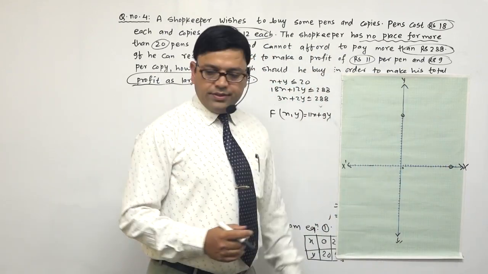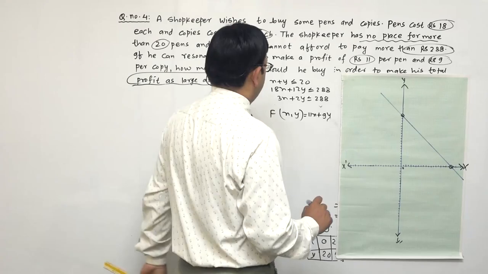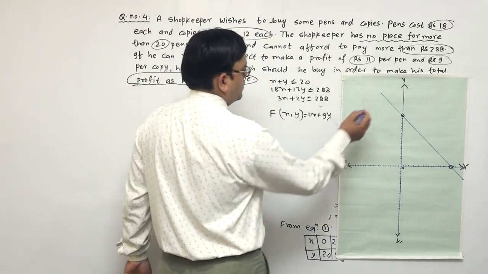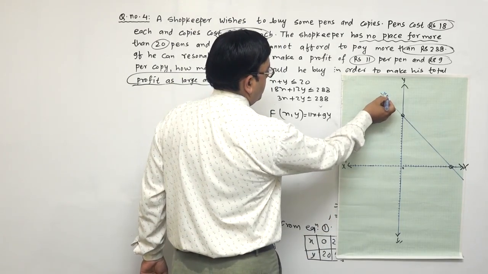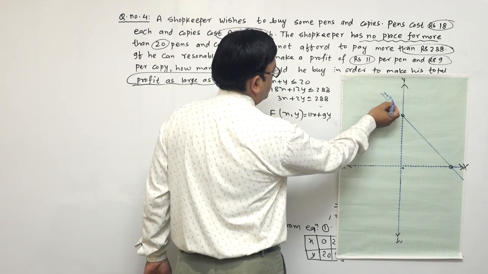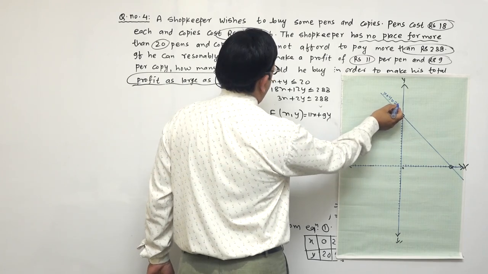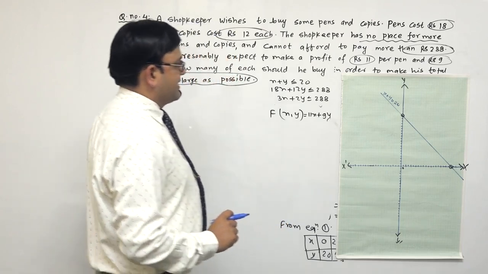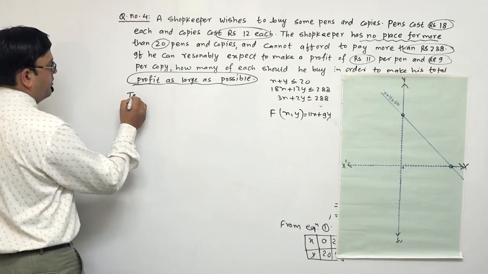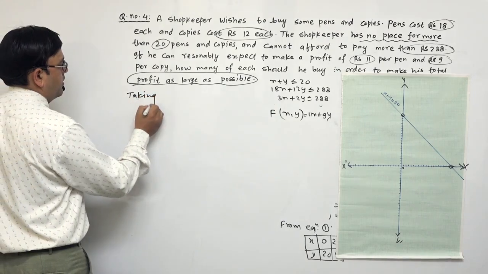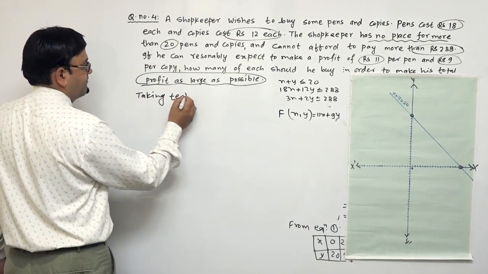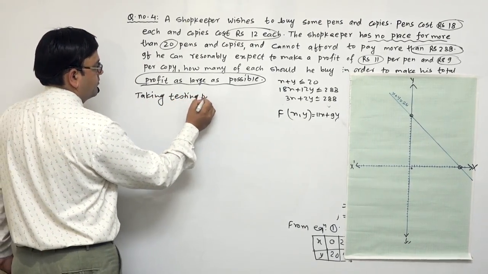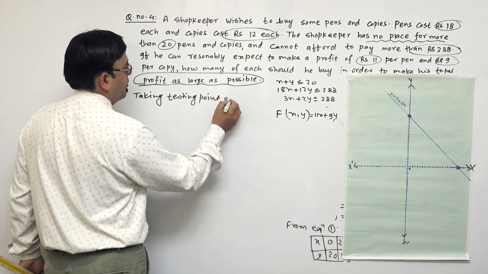Let's join these 2 points. We have x plus y is equals to 20. So let's take a testing point, 0, 0.